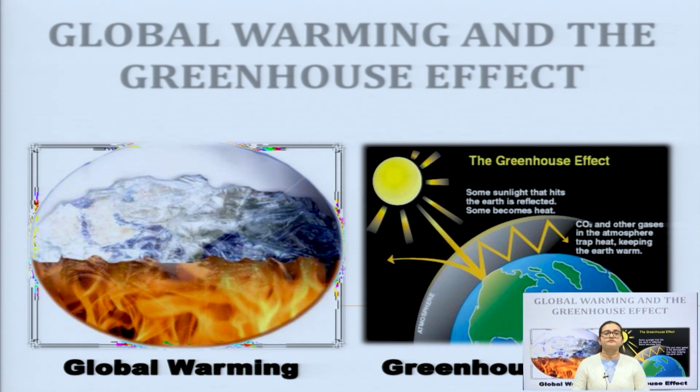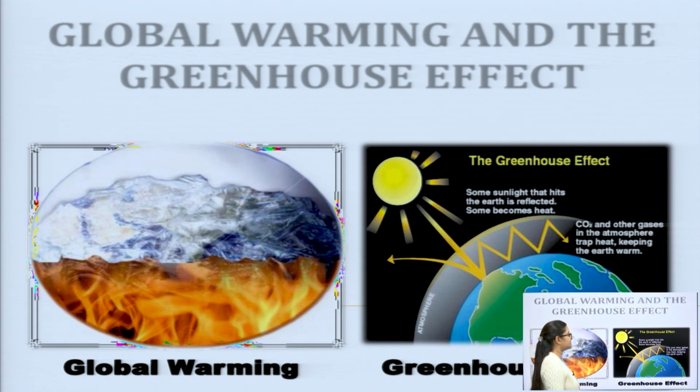So, now we should study a major effect, a major drawback and the major result of land pollution: global warming and the greenhouse effect. What is global warming and the greenhouse effect? We can see it in the diagram also.